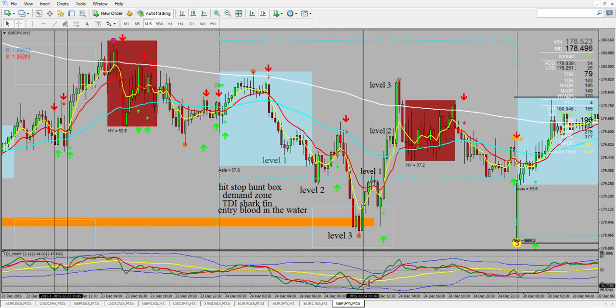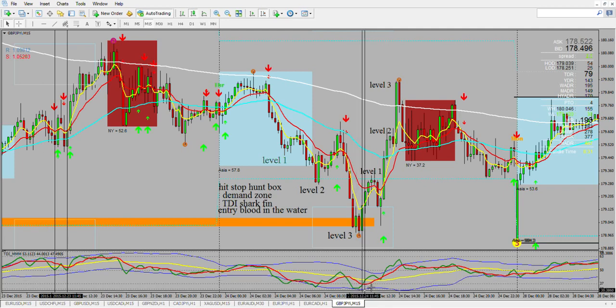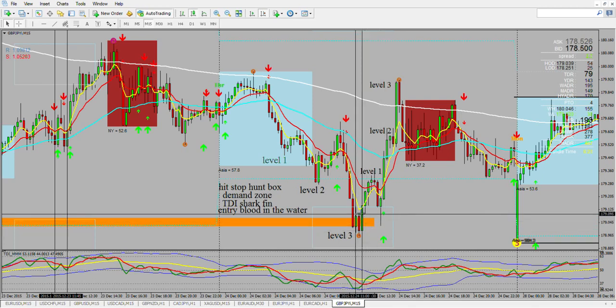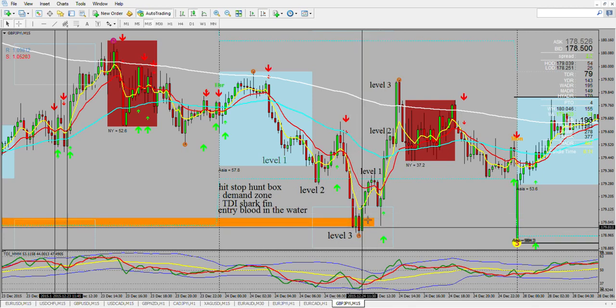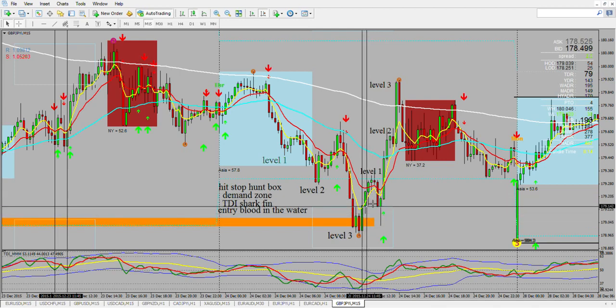We got a W on the TDI, ugly fat W. Blood in the water entry. Could have even waited for pullback, but I already see this little W right in here, so I most likely would have took this engulfing. Level 1, level 2, level 3. I would have got out. Mayo would have been a good exit point on this one, 63 pips.